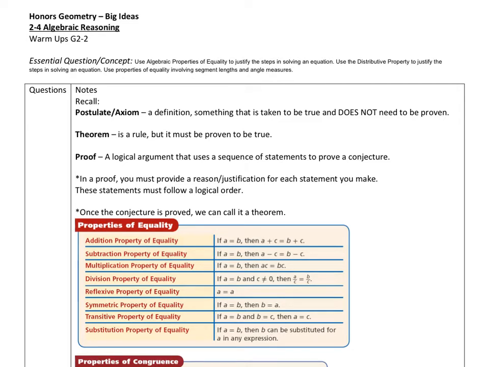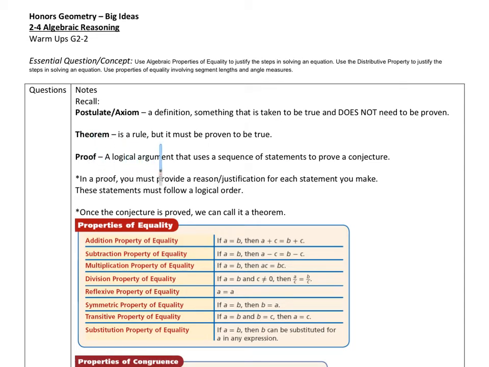So first of all, let's remind ourselves what a postulate is, and it's a definition. So it's something that can be taken to be true. We do not need to be proving it. Doesn't need to be proven. We just know it's true. We assume it's true, and math works because it's true.